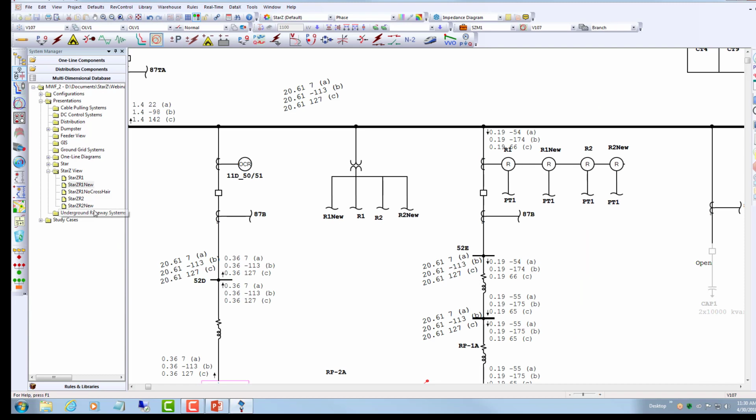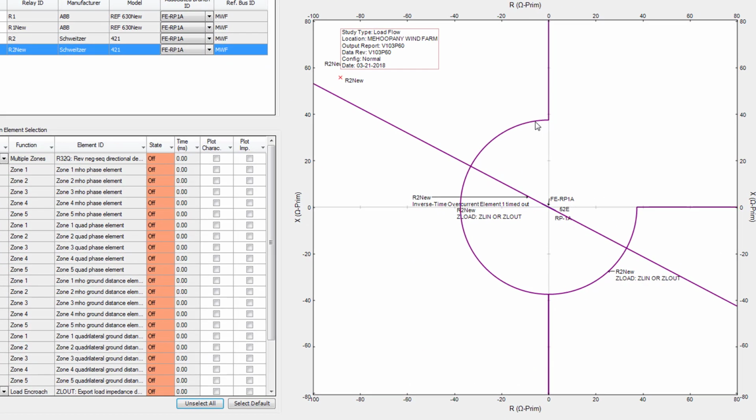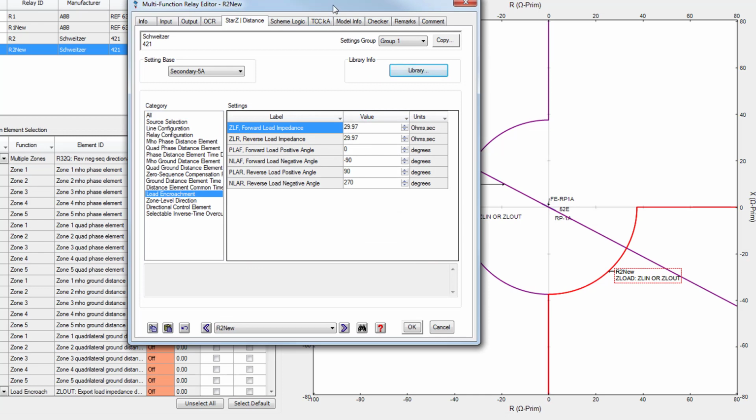Now let's look at what we have done for the Schweitzer relays. In this case, we have the directional overcurrent relay, and we have set the load encroachment. We have one load encroachment from 90 degrees to 270 degrees, and we have another one from 0 to minus 90. If I go look at the load encroachment, these are our settings.